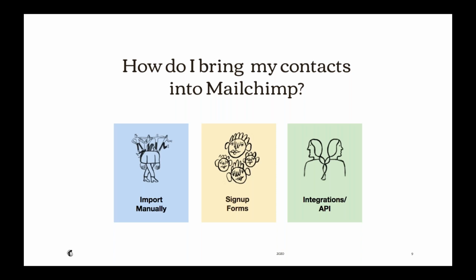And the last way to bring contacts into your audience is through third-party integrations or the Mailchimp API. Now, you may have a sign-up form that you already use for your website that wasn't built within Mailchimp. You can connect that sign-up form to Mailchimp through our available integrations. So when a new contact signs up through that form, they're automatically added to your audience.